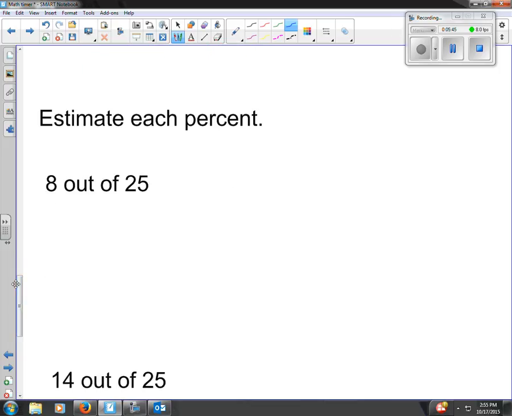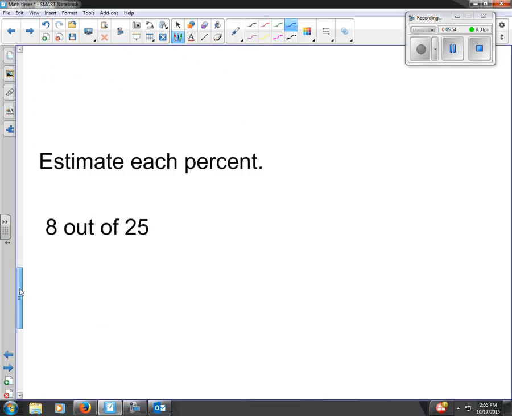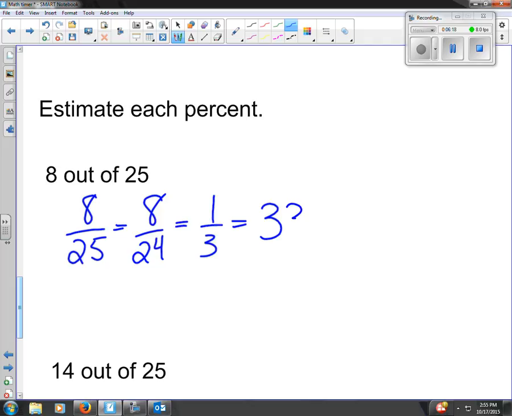Now, let's say we estimate each percent. Okay, so again, I'm looking for the percent. Before I was given the percent, like up here, they gave me the percent. Now I need to find it, but I want to estimate it, okay? So I have 8 out of 25, so I'll write it as a fraction, okay? All right, well, what's really cool is if you look at this as 8 over 24, that simplifies to 1/3, which is, as a percent on that list, 33 and 1/3%.